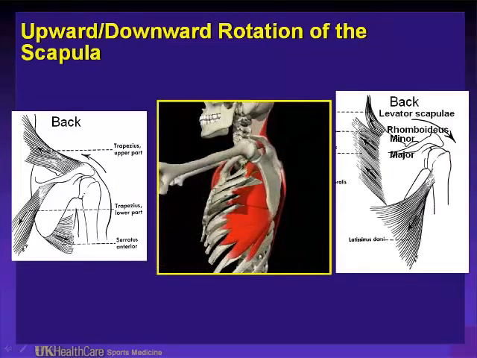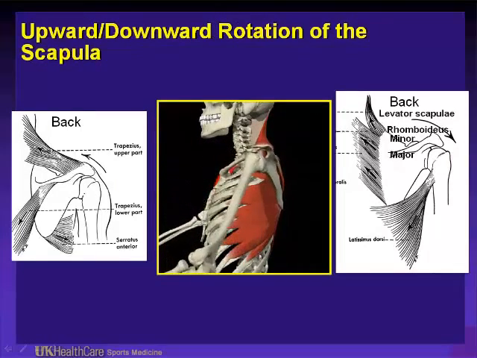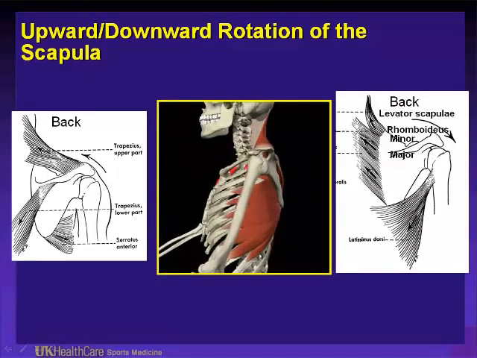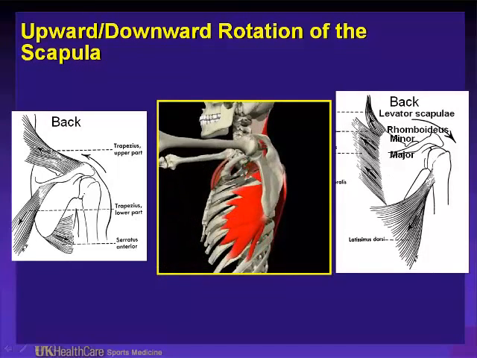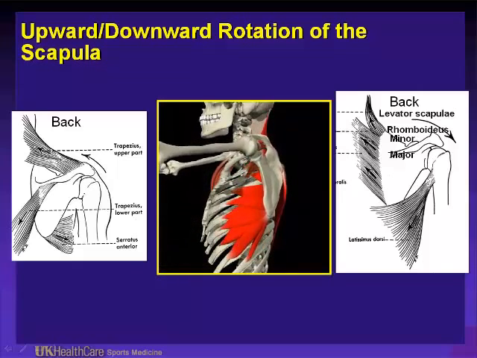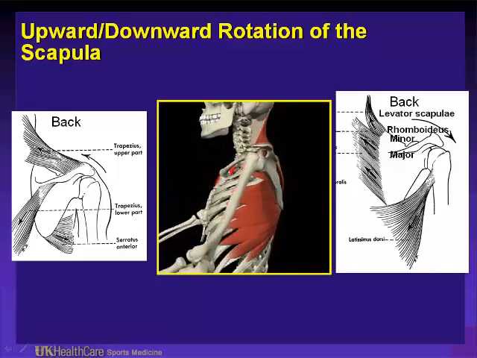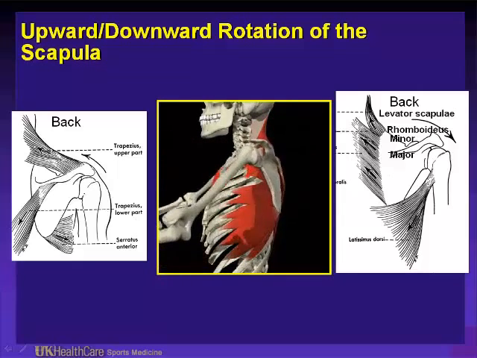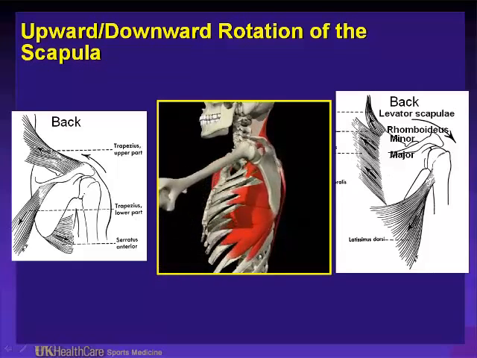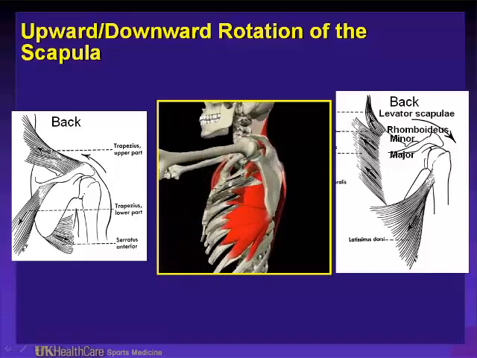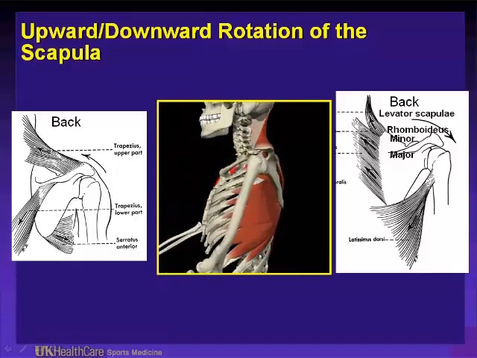The downward rotators of the scapula. Chief is the middle trapezius and the serratus anterior. The chief downward rotators, shown on the right from the back: levator scapula, rhomboids major and minor, pectoralis minor. There are also accessory downward rotators: pectoralis major, lower part, and the latissimus dorsi. We do see neurologic stretch injuries. The long thoracic nerve palsy would create serratus anterior involvement and scapular winging.